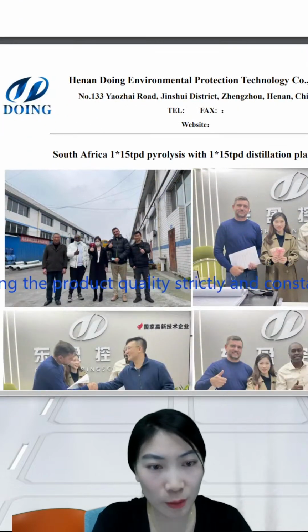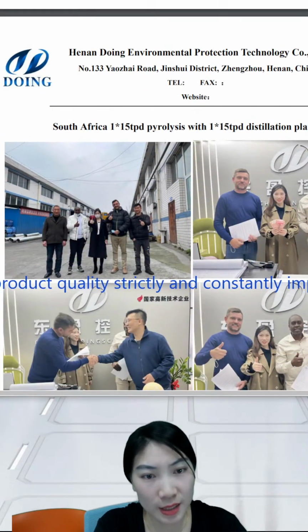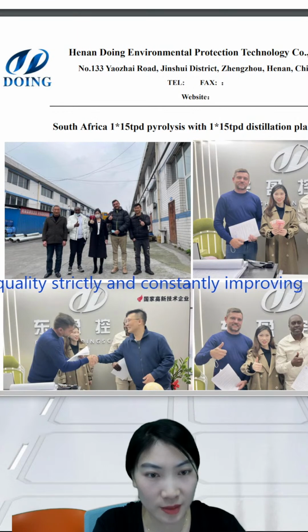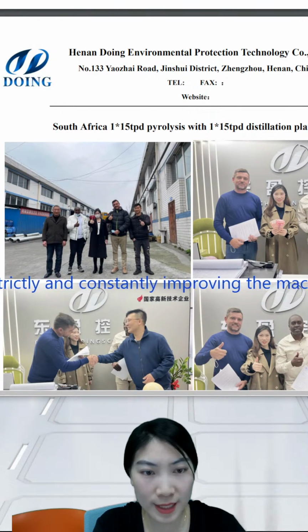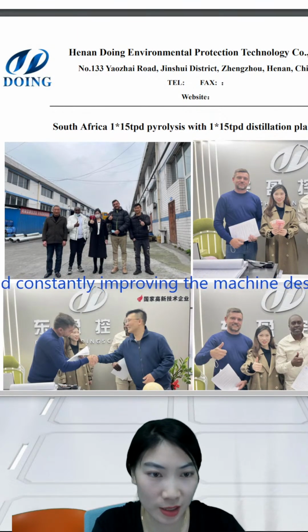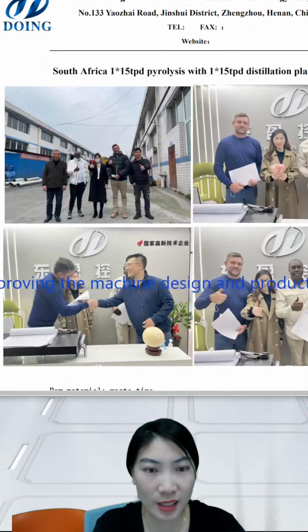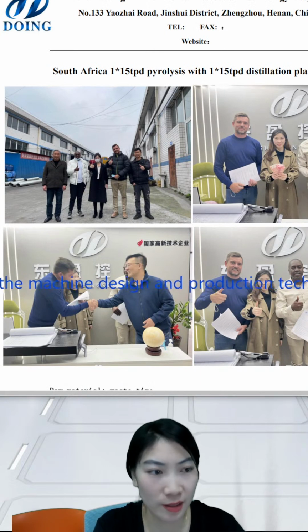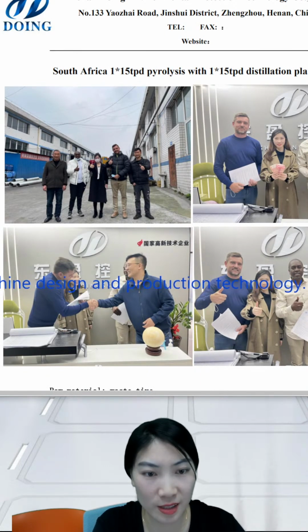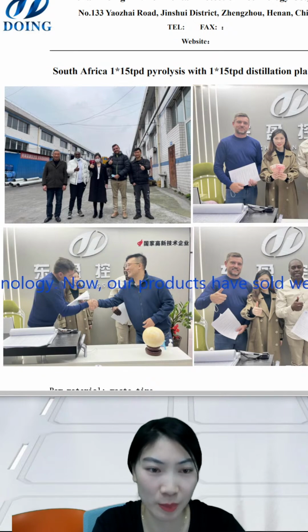Okay, the next one is the South Africa project. They installed one set of 15 tons pyrolysis plant with a 15 tons distillation plant. At that time, in February and March, they came for a visit. So these are the photos. And at that time, they signed the contract face to face and gave a deposit.